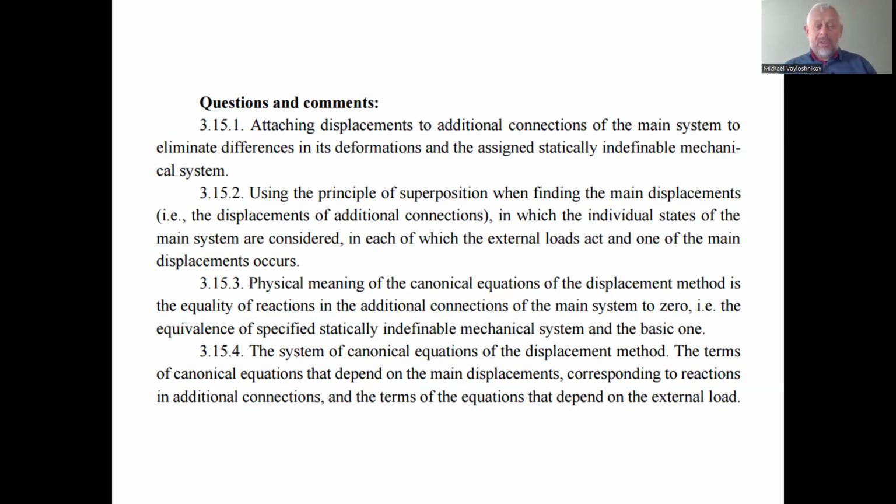Attaching displacement to additional connections of the main system to eliminate differences in the deformations of the assigned statically indeterminate mechanical system.